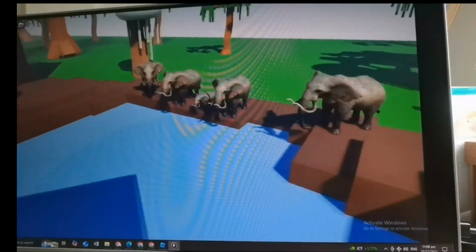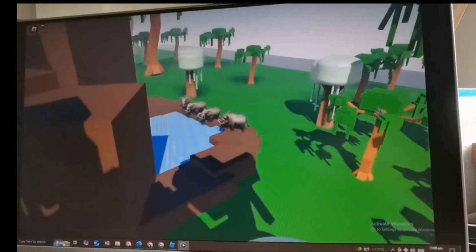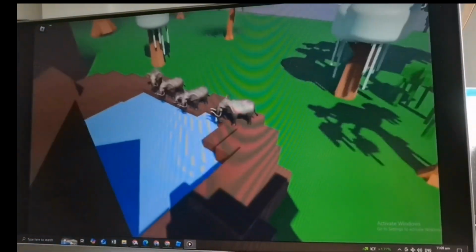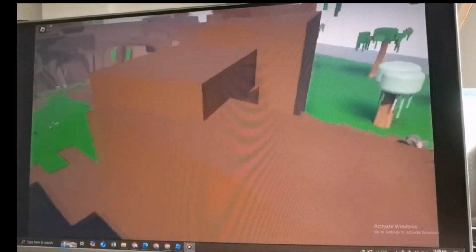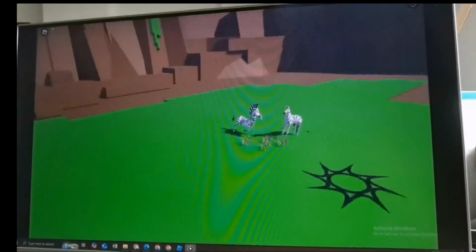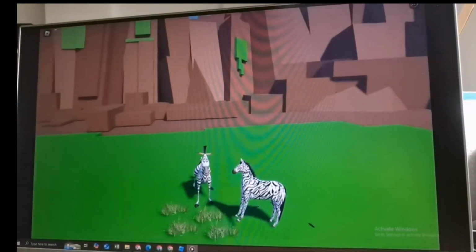Number 3. Communities. This is a group of populations of different species interacting with each other in a specific area. For example, the zebras, lions, and acacia trees in the savanna all form a community.